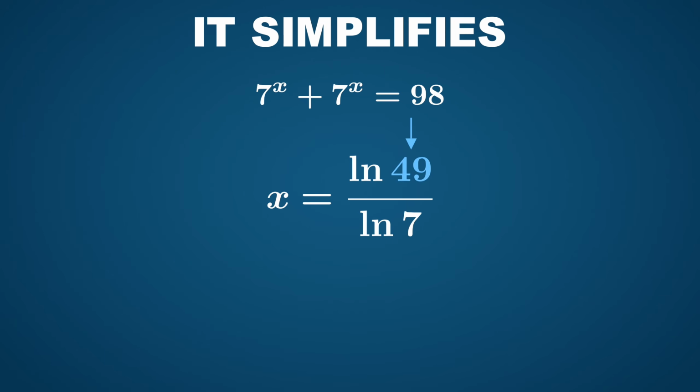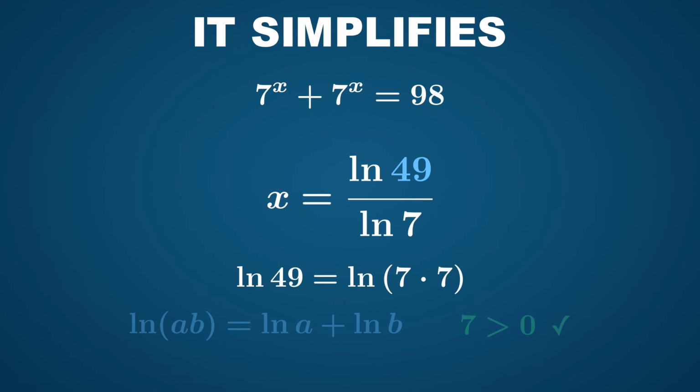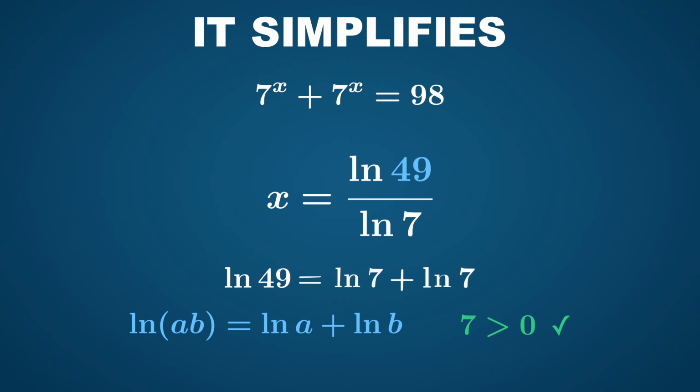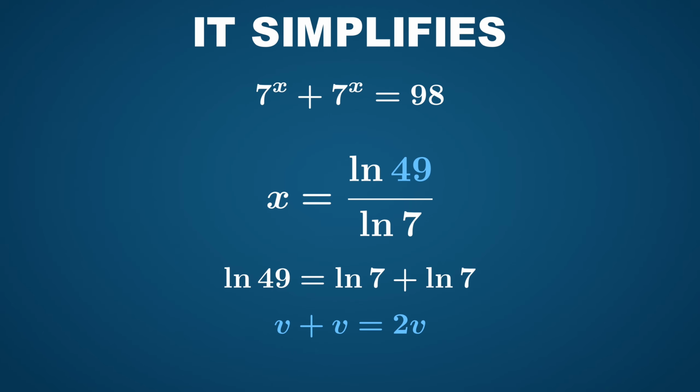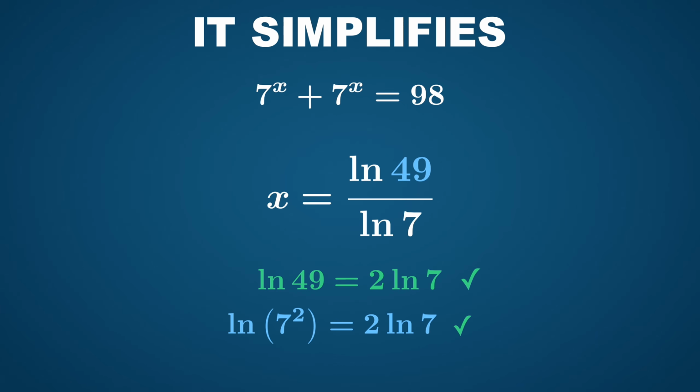Let us look more closely at the 49 inside the top logarithm. The number 49 factors neatly as 7 times 7. So the top is the natural log of the product 7 times 7. The product rule for logs applies here, since both factors are positive. So natural log of 49 equals natural log of 7 plus natural log of 7. A value plus an identical value gives two copies of that value. We used that exact counting idea on the left side earlier. So natural log of 49 is exactly 2 times natural log of 7. Since 7 times 7 is 7 squared, the power rule tells the same story.